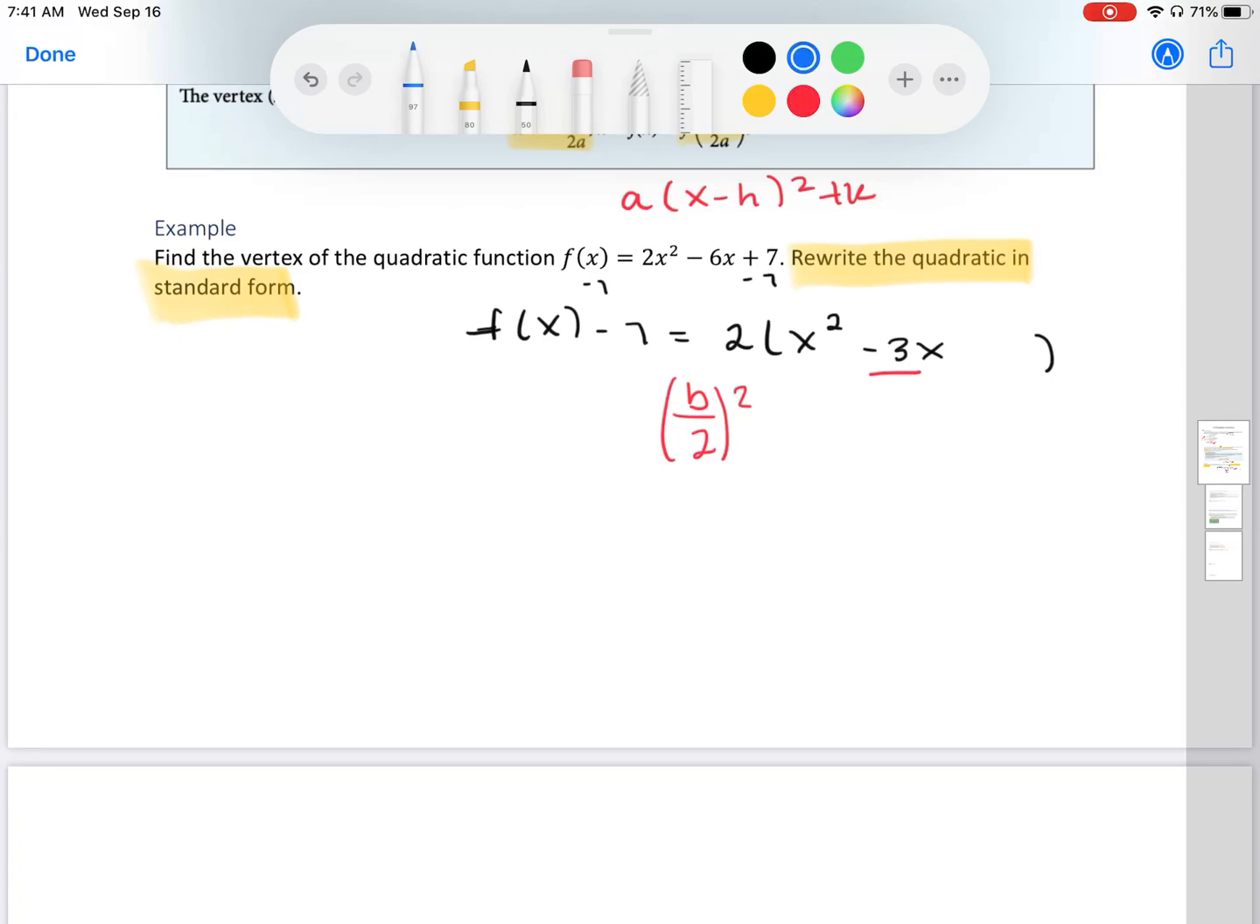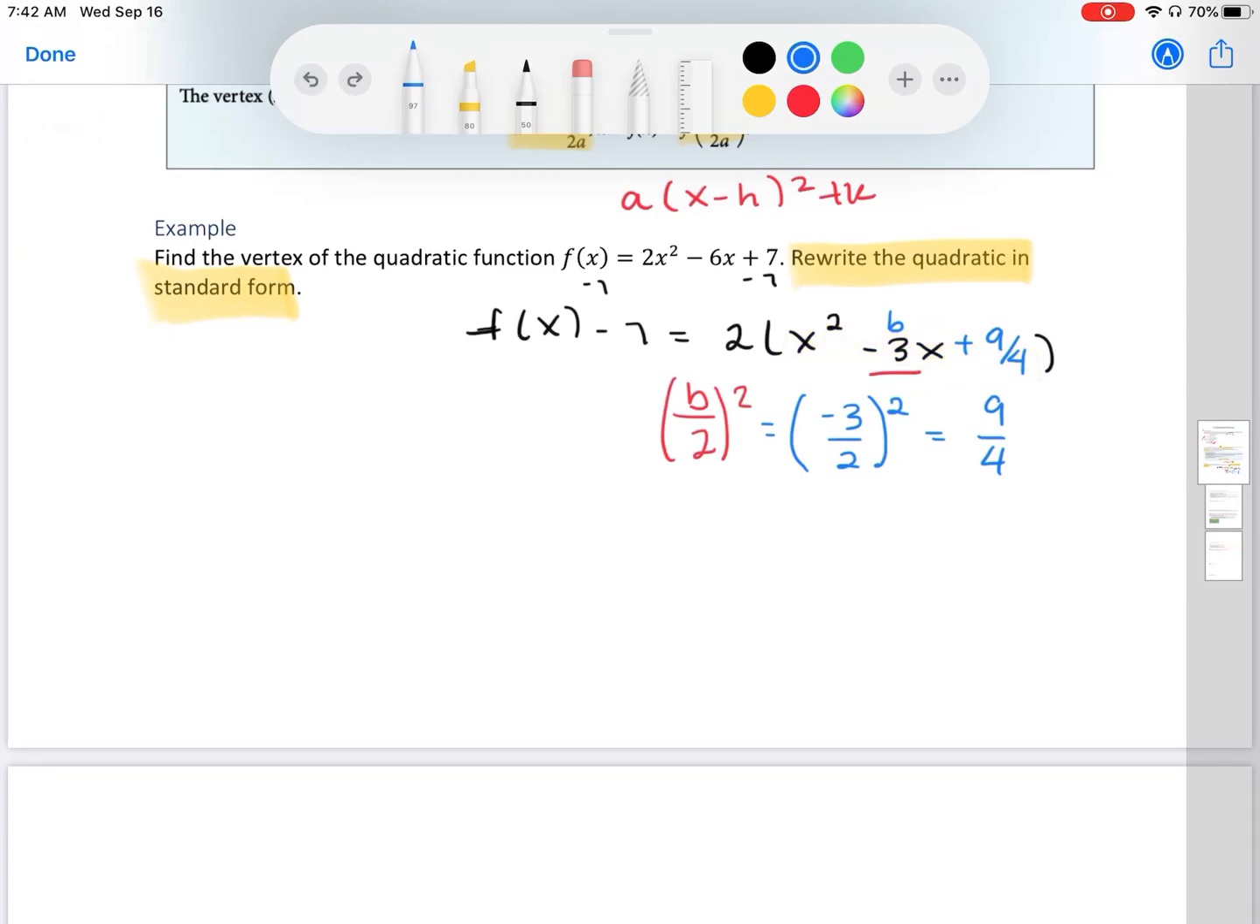All right, my b is negative 3. So you have negative 3 divided by 2 squared. And we don't have to fully square. We can just go ahead and leave it like that. So that would be 9 over 4. All right, so what we have caused and created now is a perfect square trinomial. So this trinomial will factor to be the same thing twice.